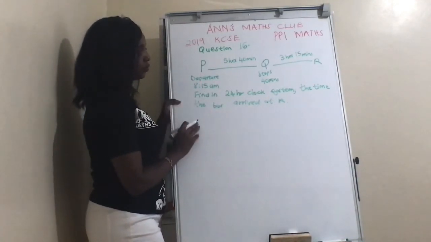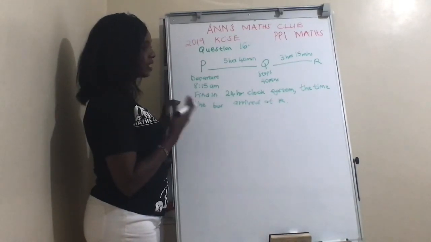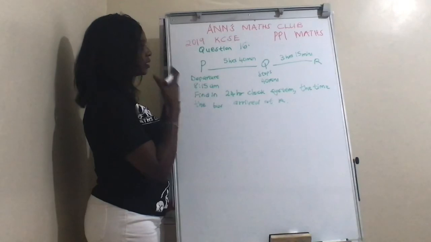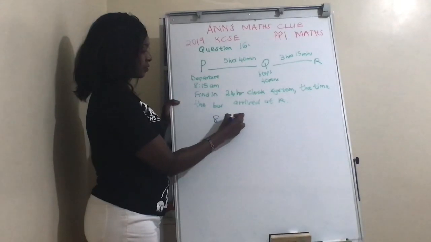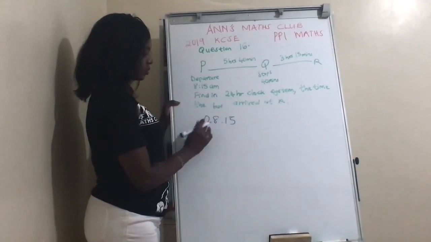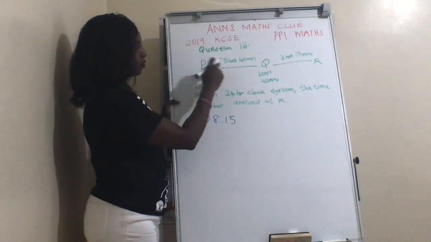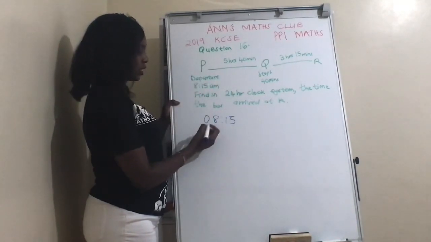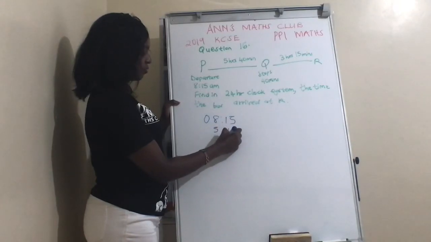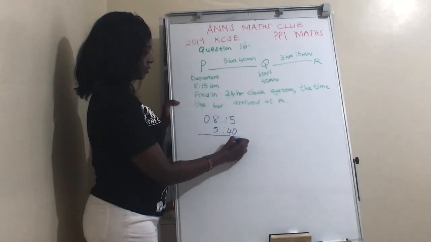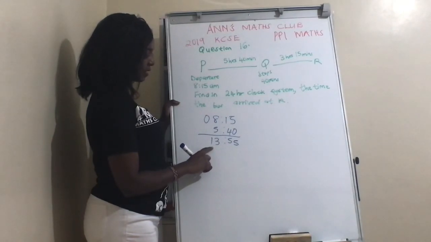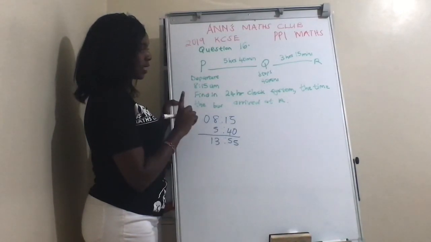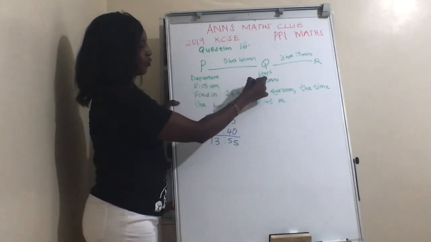Basically, because you've been given everything, it's very direct. We just move from one step to another, one town to another. The departure time was 8:15. In 24-hour clock, you just write it as such. From P to Q it took 5 hours and 40 minutes, so you add 5 hours and 40 minutes. 4 plus 1 is 5, 8 plus 5 is 13, so that is 13:55.